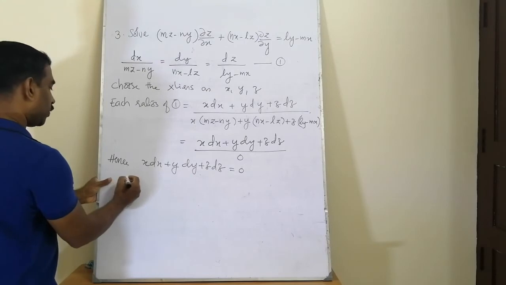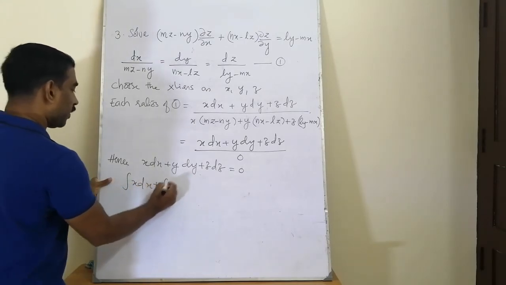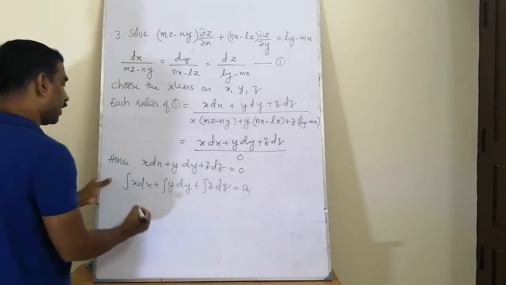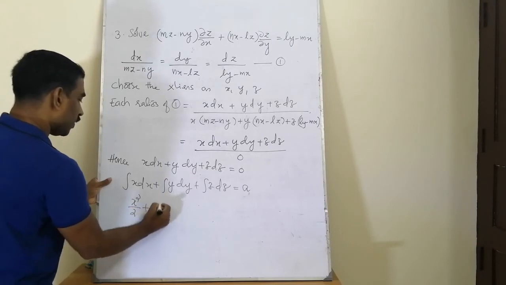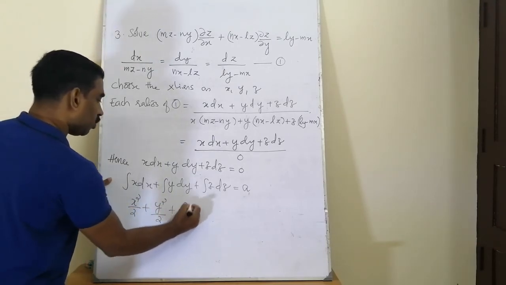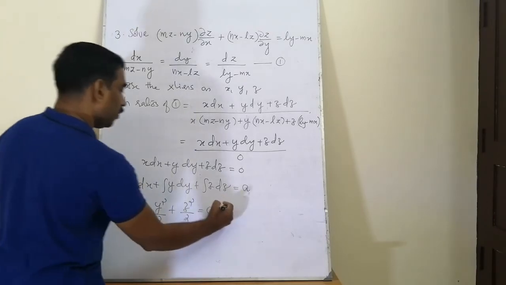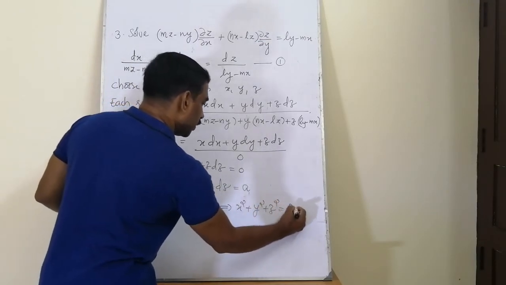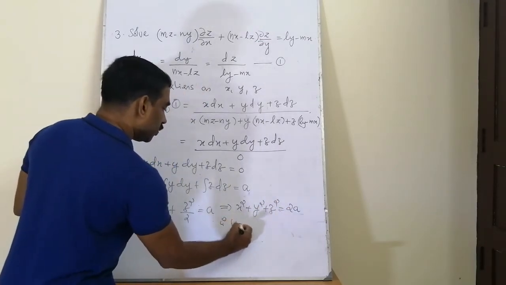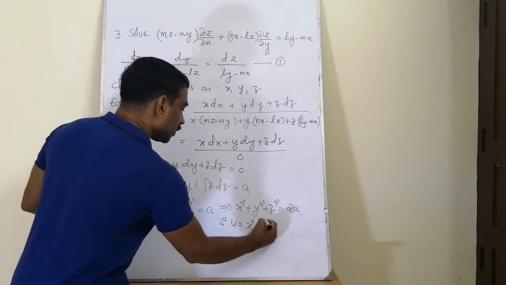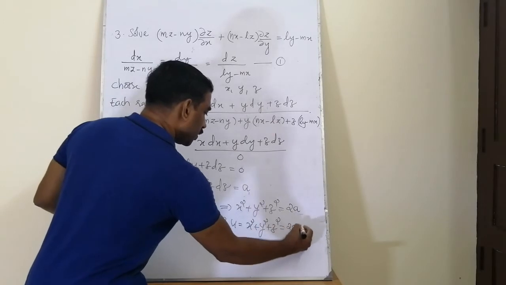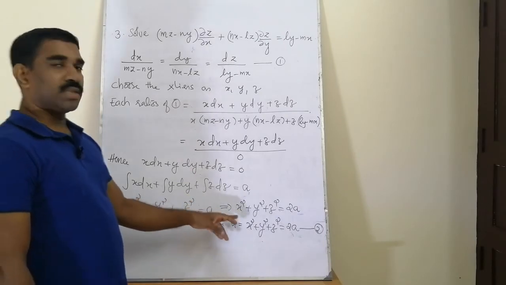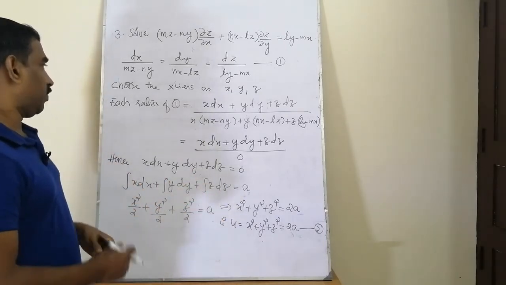In integrable form, on integration we get integral x dx plus integral y dy plus integral z dz is equal to some constant a, or x square by 2 plus y square by 2 plus z square by 2 is equal to a, or this implies x square plus y square plus z square is a constant, say 2a. That is, u is equal to x square plus y square plus z square equal to a constant 2a, equation number 2. And similarly we can construct another solution, say b, by properly choosing another set of multipliers.